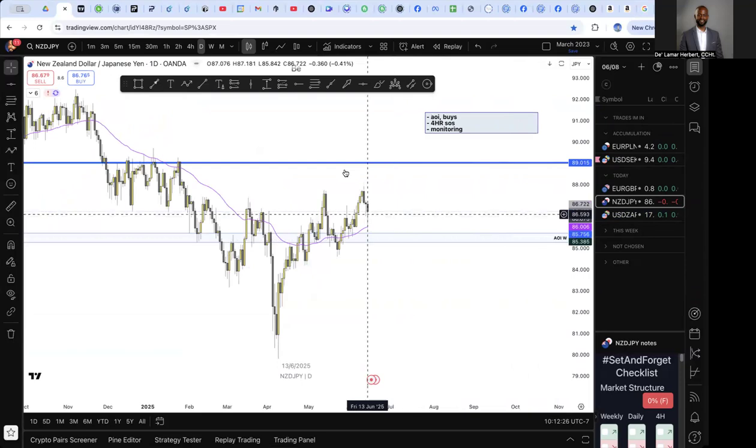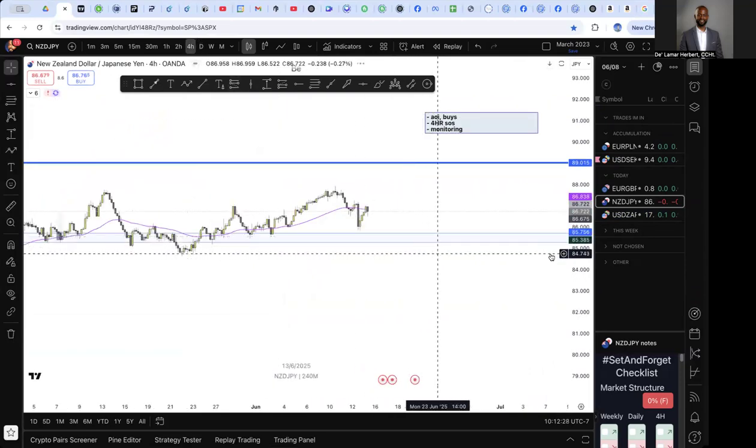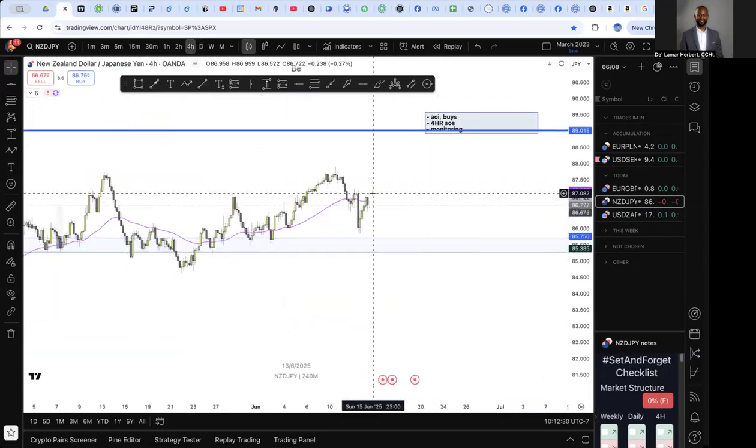NZD JPY, we're waiting for a shift of structure. We're going to be taking buys here. All we need is that shift of structure right here, and then we'll be taking buys on this pair.